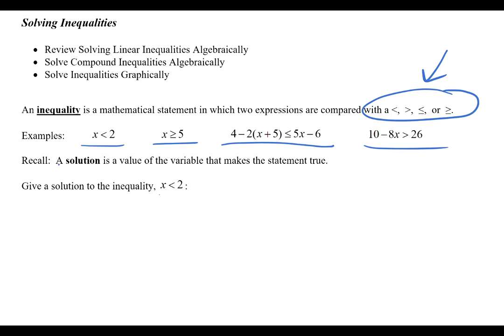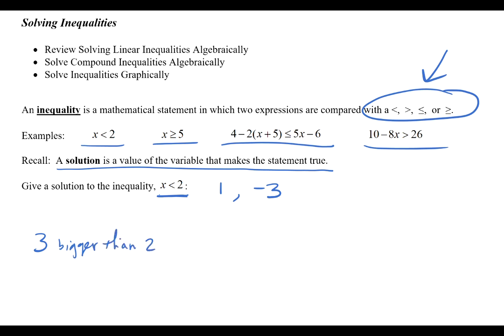A solution is the same definition with an equation and an inequality. A solution is a value for the variable that makes the statement true. So for instance, if you have the statement x is less than 2, we're going to be looking for values of x that are less than 2 to be a solution. So for instance, 1 is less than 2, so that's a solution. Not 3, but negative 3 is a solution. Notice 3 would be bigger than 2, so it would not be a solution. I accidentally said 3 instead of negative 3 at first. So 3 is not a solution. Again, you have to be something that is less than 2 to be a solution.